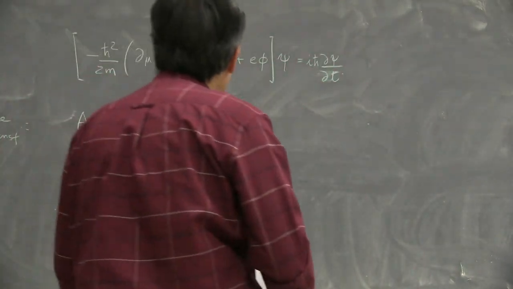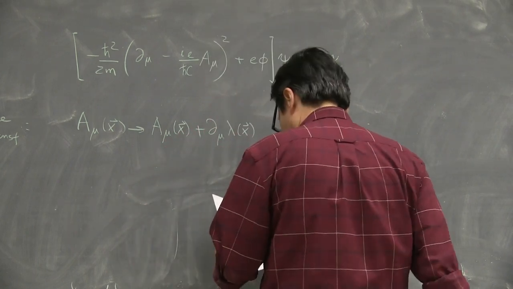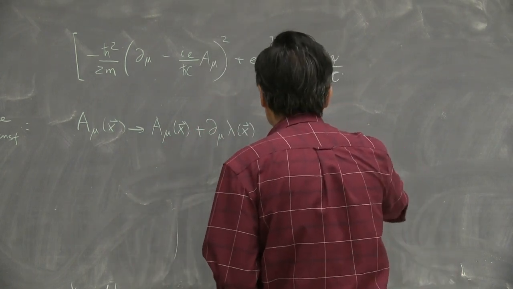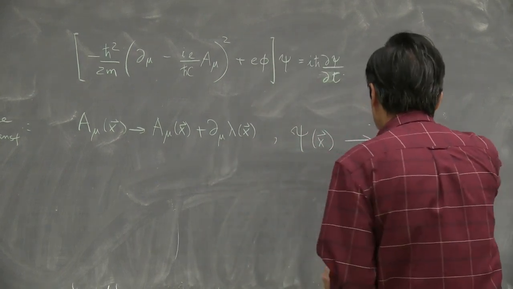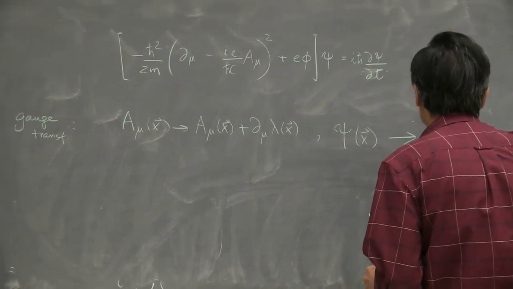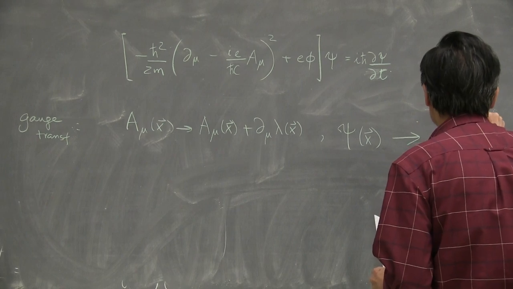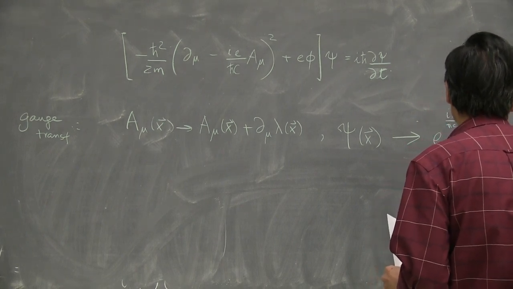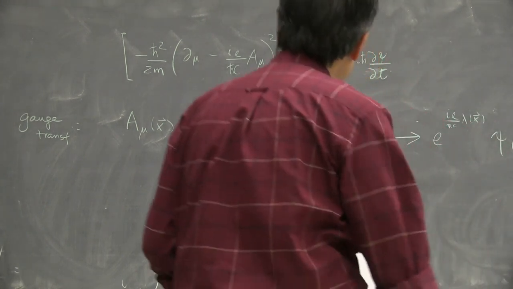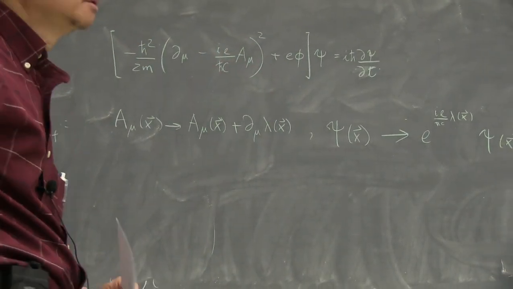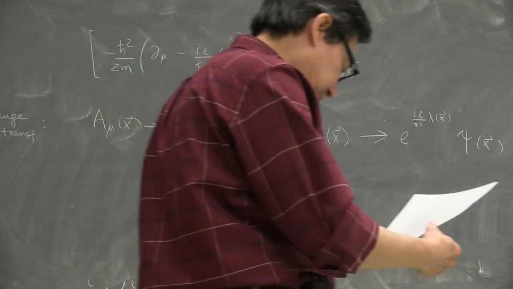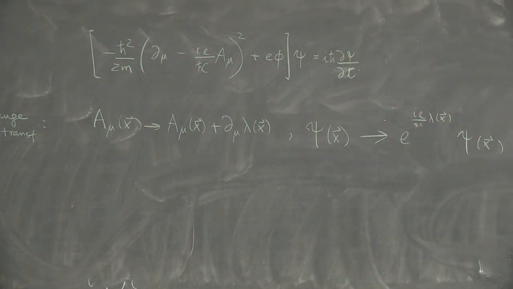Okay. And associated with this is the gauge transformation of the wave function, which means psi of x has to go to exponential of i e over h bar c lambda of x, multiplied by psi of x. If you make this gauge transformation, then the Schrödinger equation is invariant.